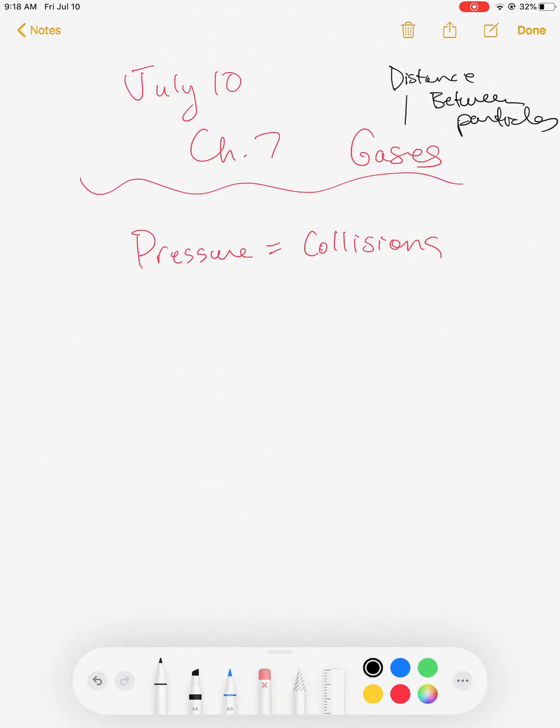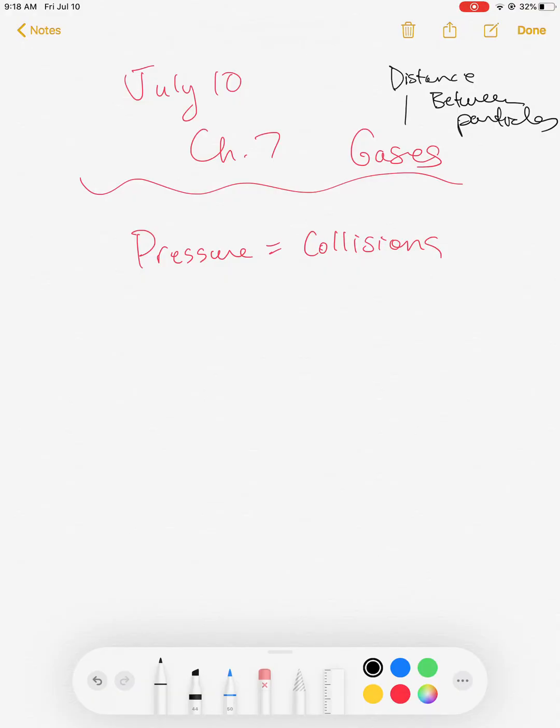Okay, so gases are the farthest apart, then liquids, then solids. So if particles come close enough together, they will become a liquid and then they will become a solid. It is that simple. That is the only difference between a solid, liquid, and a gas. That's what makes them what they are.